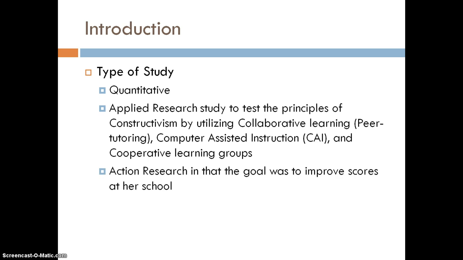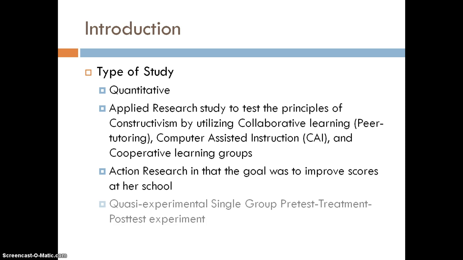I will say, though, this is also action research in that her goal was to improve scores at her school. They had a problem with 11th and 12th graders passing the state-mandated test, as we'll see in just a moment. And this is also a quasi-experimental single-group pre-test, treatment, post-test style experiment. She only had one group. There was no control group involved. She did give a pre-test and then went through a 16-week treatment period, and then also gave a post-test for her experiment.